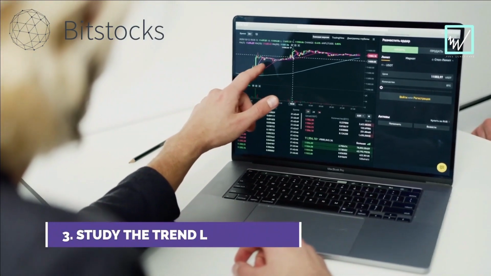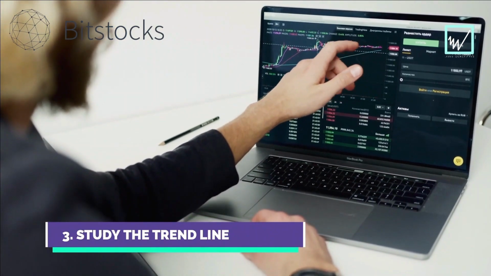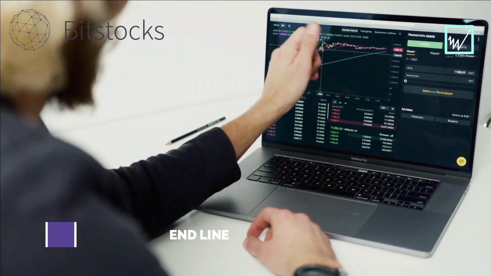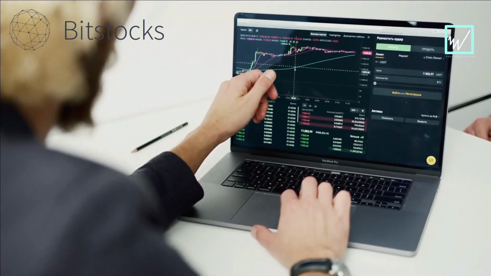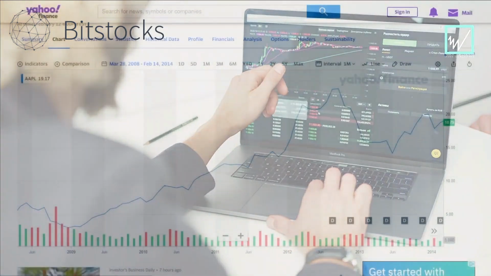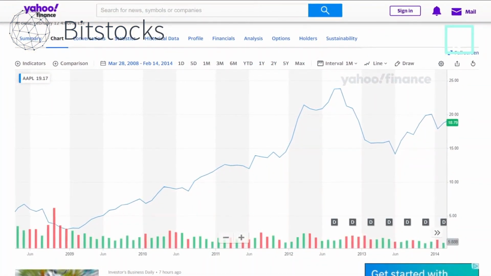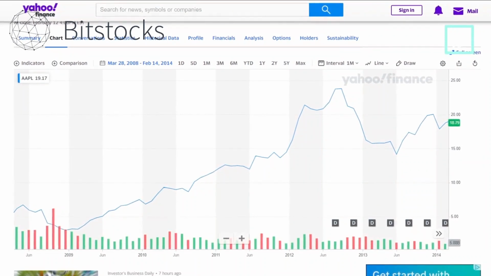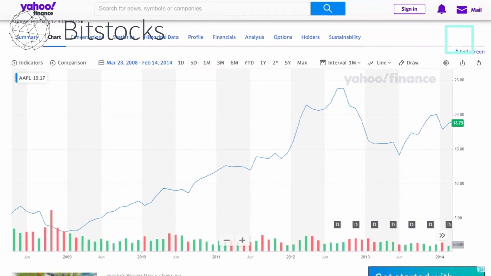3. Study and identify the trend lines. When you enter a trade or invest in a stock, you do not want to go against the market trend. That would be suicidal. The trend line indicates the movement and direction of the market over a period of time. Let's take an example. Apple really started to move up from 2009, and the trend line was a steady upward movement up until the year 2012, when they had a big drop which lasted until 2013.